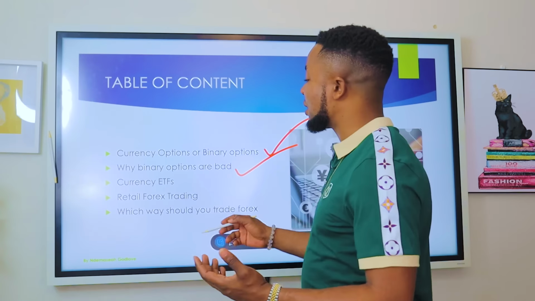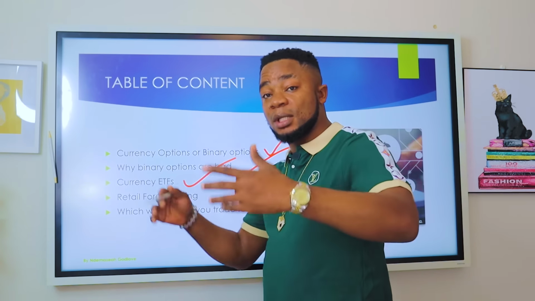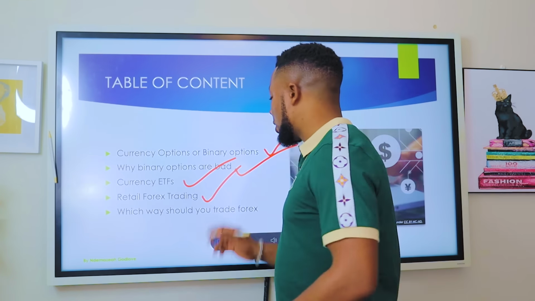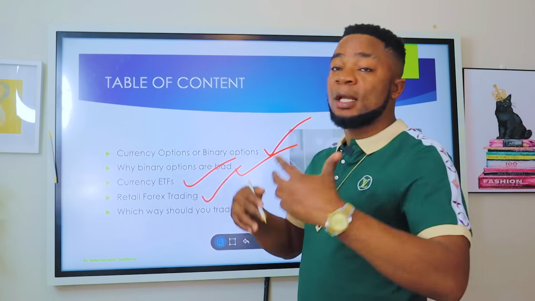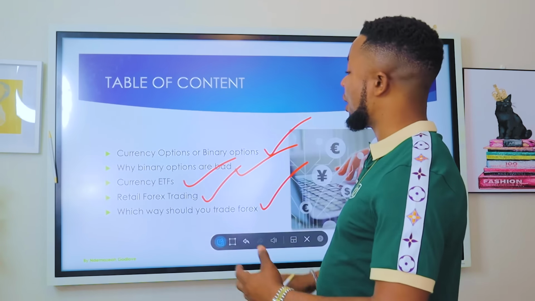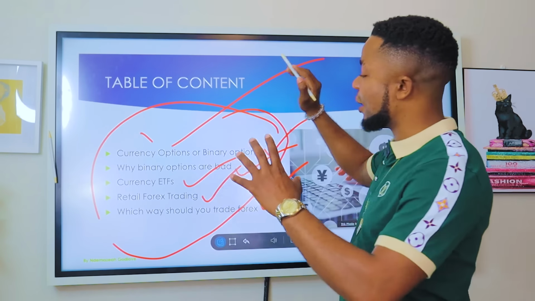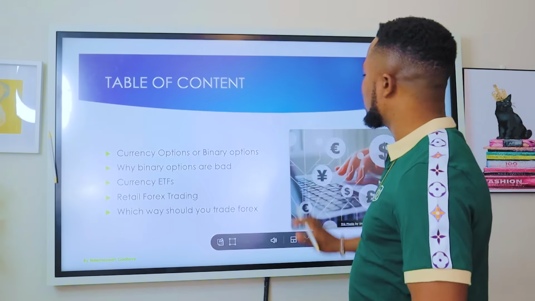We shall talk about what currency ETFs are. We shall talk about retail forex trading, the retail industry, which is something we encourage everybody to do. And then which way you should trade forex. So by the end of the day, you should have knowledge about all of these points. All right. So let's see.